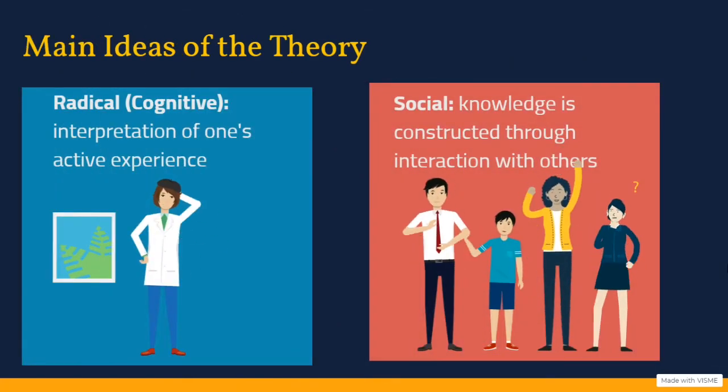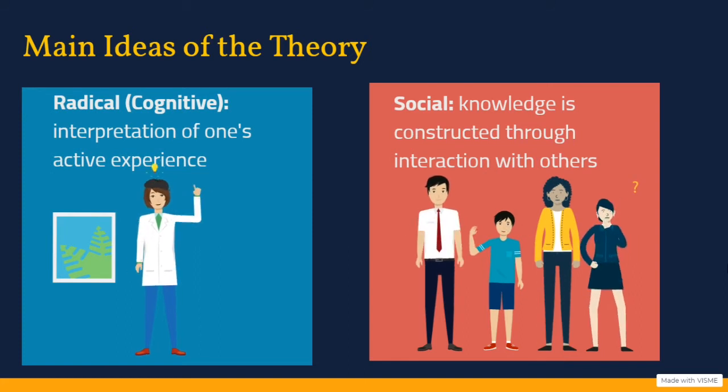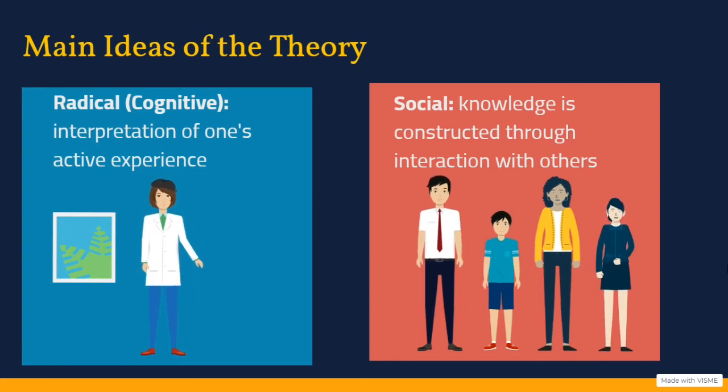Constructivism is split into two main camps: radical and social. The first form, radical or cognitive constructivism, proposes that the process of constructing knowledge is dependent on the individual's subjective interpretation of their active experience. The second form, social constructivism, affirms that human development is socially situated and that knowledge is constructed through interaction with others.